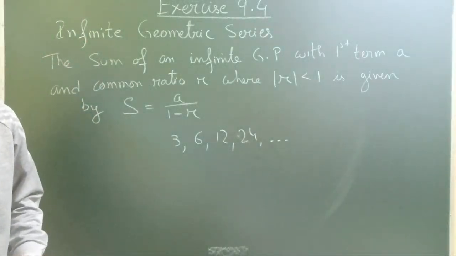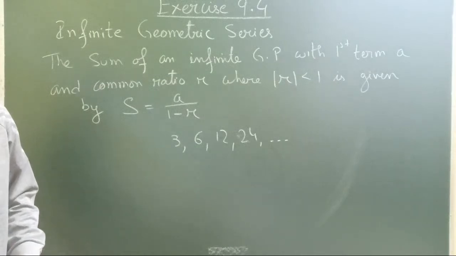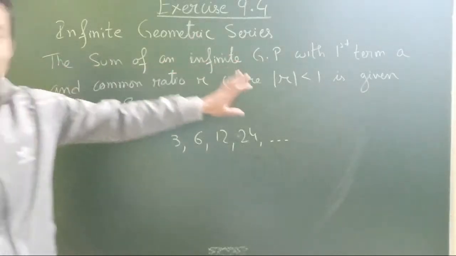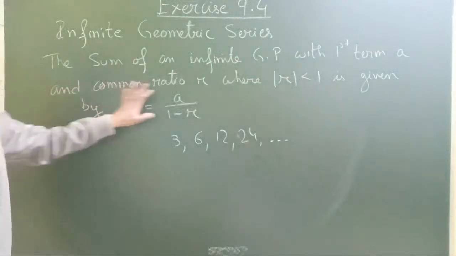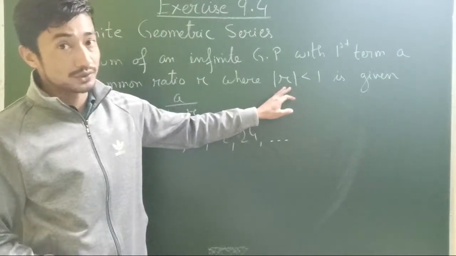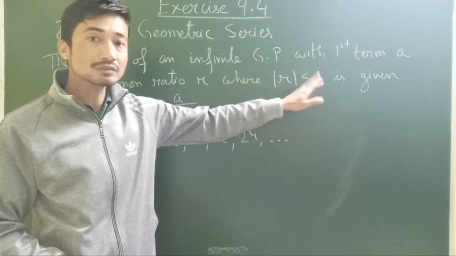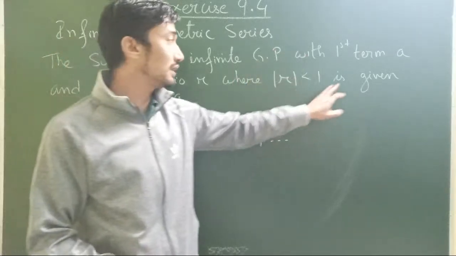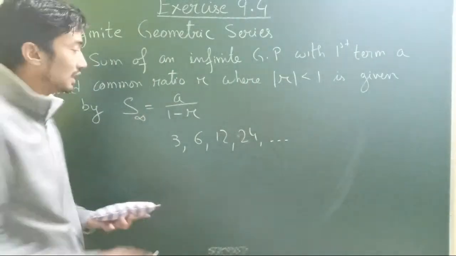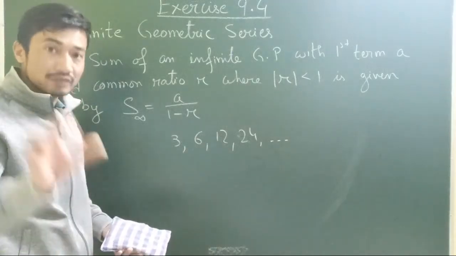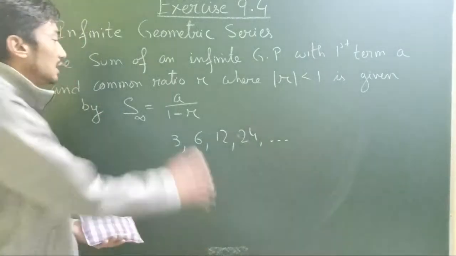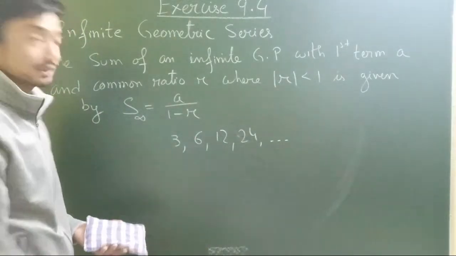For that, we have a very simple general formula. The sum of an infinite geometric progression with first term a and common ratio r, where the condition is that the value of the common ratio should be less than 1. If this is satisfied, then the sum, we can write S infinity, the sum of infinite terms, is given by a by 1 minus r. It's a very small formula. That's why I was telling you today is going to be a very short video. Alright, that's done, I guess.